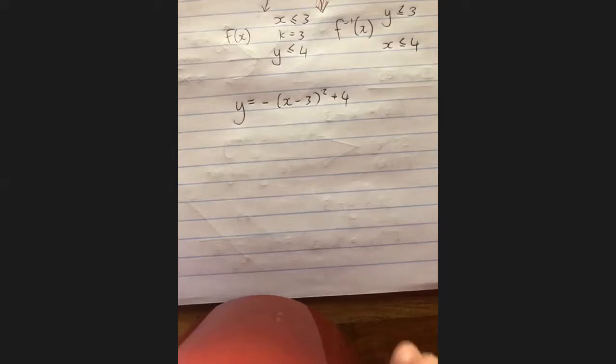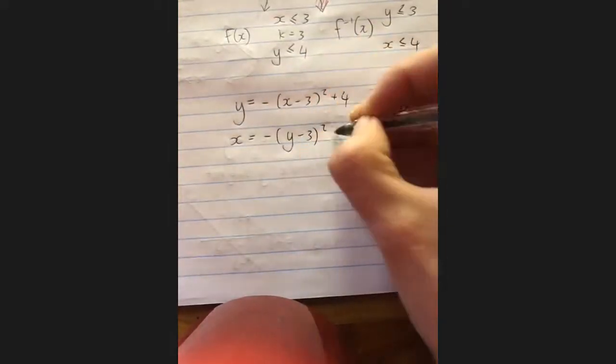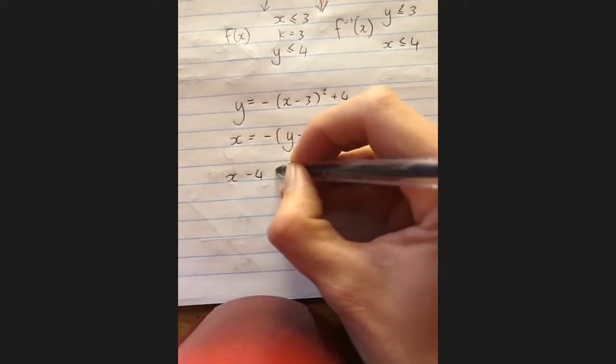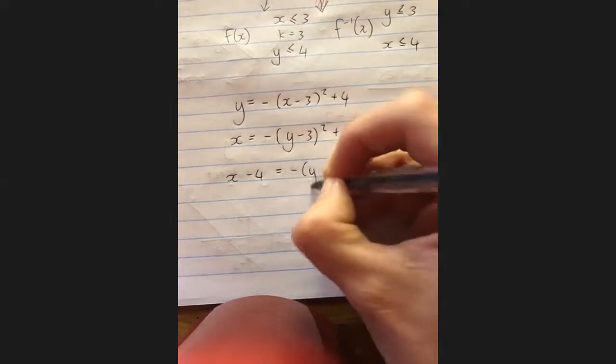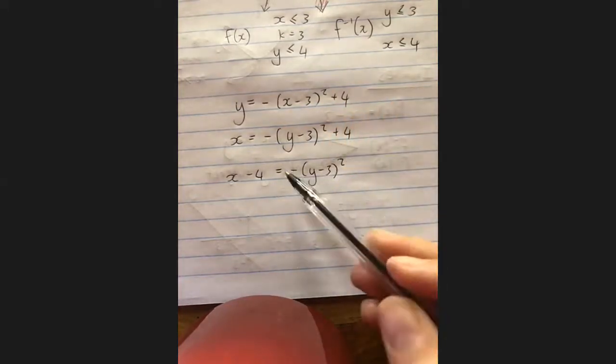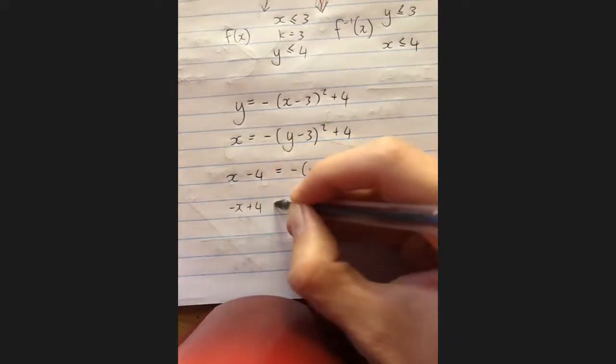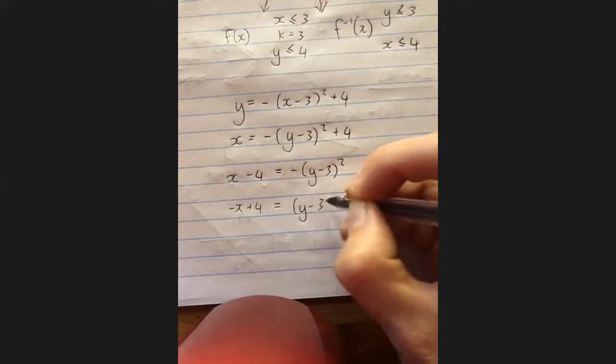Okay, completed square form. Let's swap x and y. So this is x and this is y. So we're transposing x and y, and then you try and get y alone. It's only 2 steps. This recipe can't fail. So I'm gonna maybe bring the 4 over, and then I still have a negative here. Just follow with me. I'm going to times everything with a negative. So it's going to be negative x plus 4, y minus 3 squared.